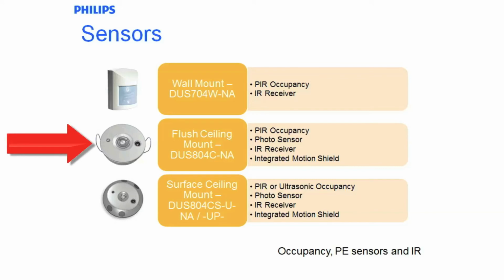If we go to the next sensor down, we have the DUS804C, which again does all three: PIR occupancy, photosense and IR receive. Note the photosensor is kept away from the passive infrared. This is to make sure that the LED, when it sees infrared, doesn't interfere with the LED feedback part of the sensor, particularly when you are doing daylight harvesting.